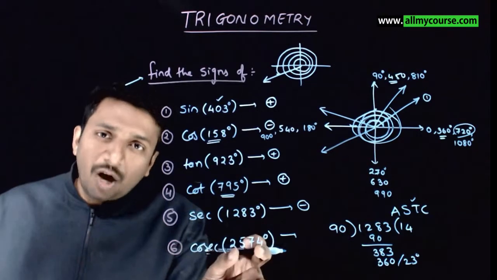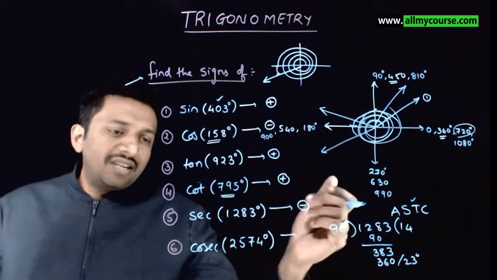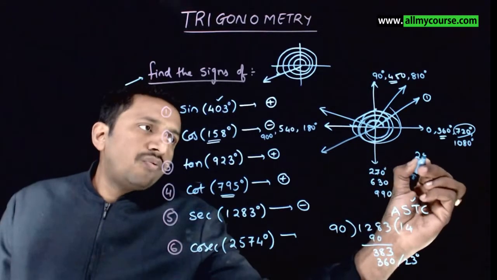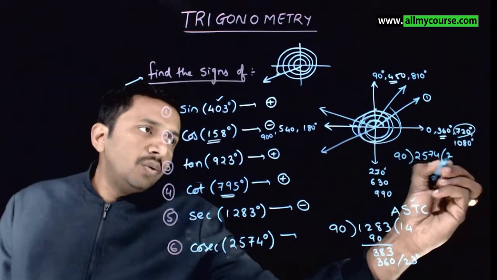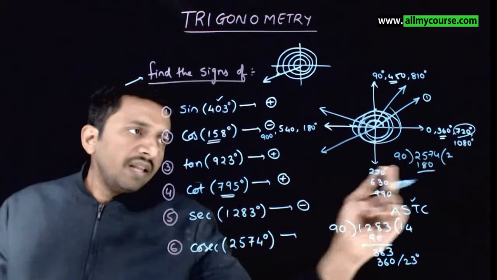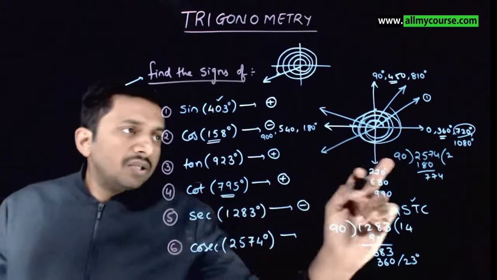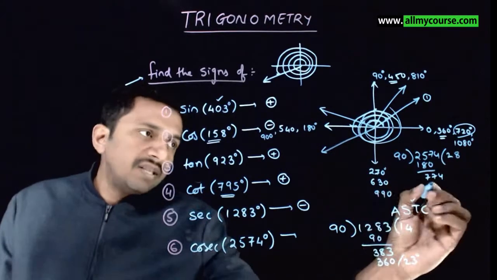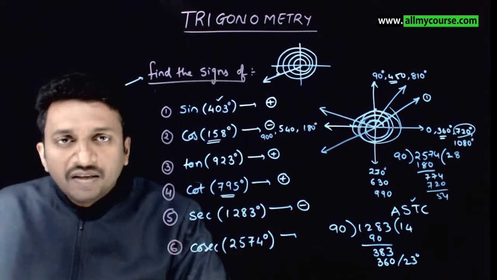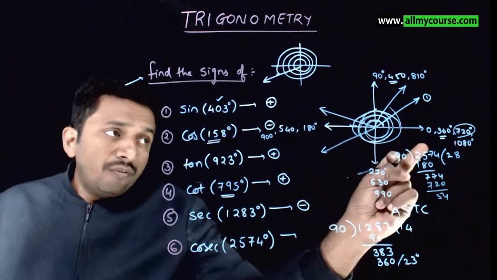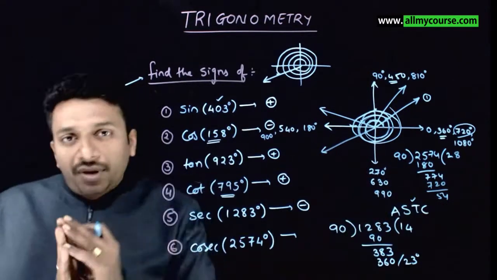Similarly, if you want cosecant of 2574, we do the same thing. We'll see how many 90s are there in 2574. So let us divide this. 2574 divided by 90. 9 twos are 180. So you have 774. 90 into 8 is 720, and you have an extra 54 degrees. That means 2574 has 28 right angles plus some acute angle.